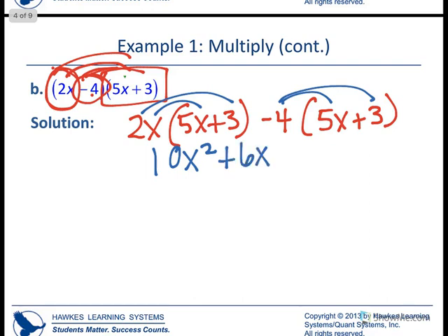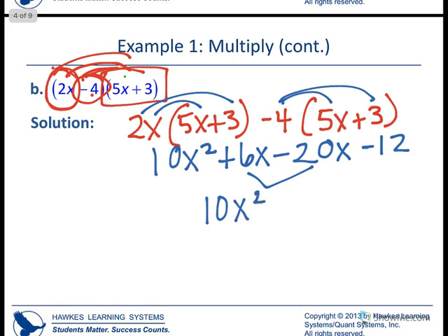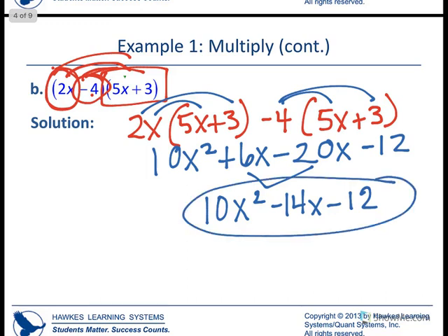And then negative 4 times 5x is negative 20x. Negative 4 times 3 is going to give you negative 12. Okay, then we can combine the middle. That's 10x squared minus 14x minus 12. Okay, and everything is simplified and you can't combine any more terms.